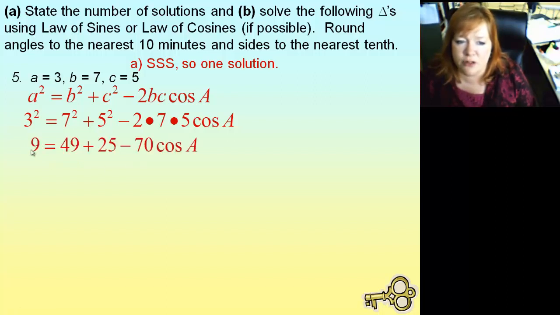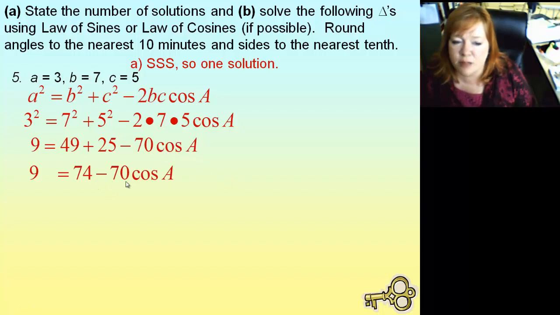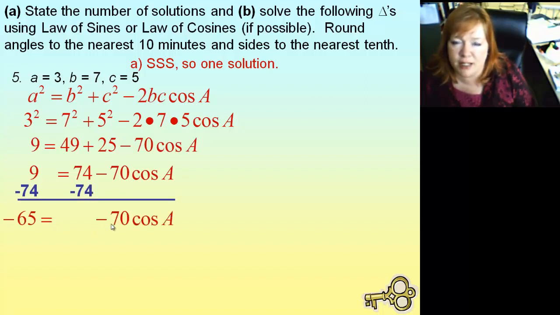So if we add those together, you're going to get 9 equals 49 plus 25 minus 70 cos A, and that'll be 74 minus 70. You cannot subtract those two. That's the big mistake people keep making. So you subtract 74 from both sides. You end up with negative 65 equals negative 70 cos A. Keep your signs. Don't drop the negative in front of that 70. Divide both sides by negative 70, and you end up with 0.92857 is approximately the cosine of angle A.